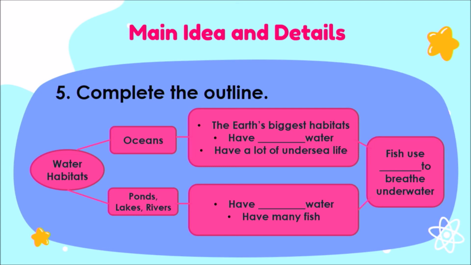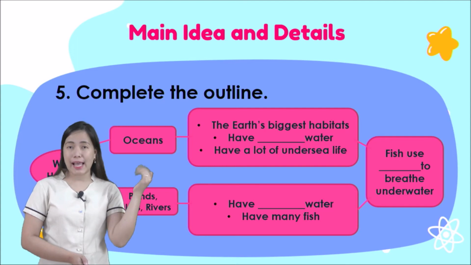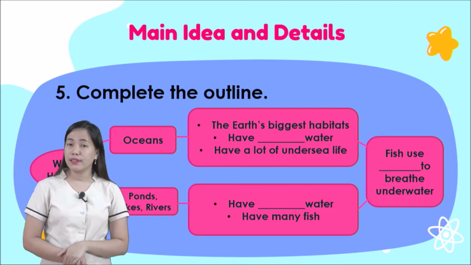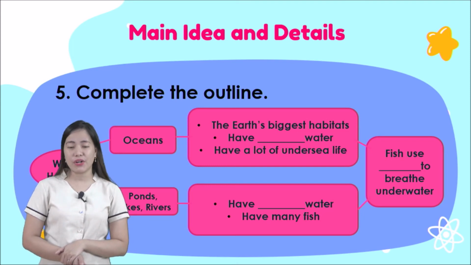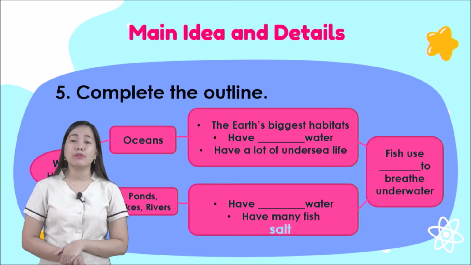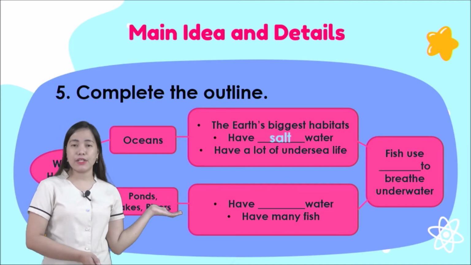Now, for number 5, complete the outline. This is the outline for the water habitats. And the first one is in the oceans. Oceans, the Earth's biggest habitats, have blank water, have a lot of undersea life. What is the water in the ocean? Is it salty or fresh? Salty, very good. That's why they have salt water.